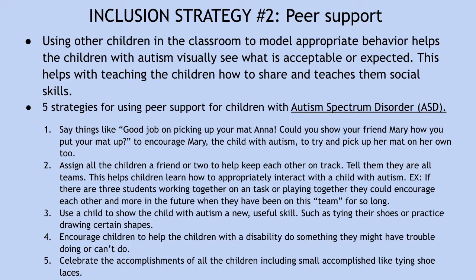If the little boy with autism lost a limb, or if he can't grasp the scissors correctly, encourage the other child to help him cut his thing. It's okay to ask for help sometimes. And the 5th one would be celebrate the accomplishments of all the children, including small accomplishments like tying shoelaces. It makes all accomplishments equal, and they all get celebrated the same.